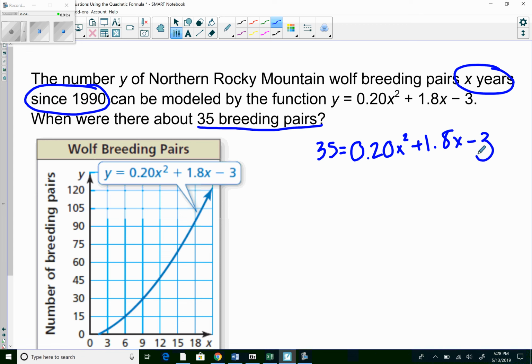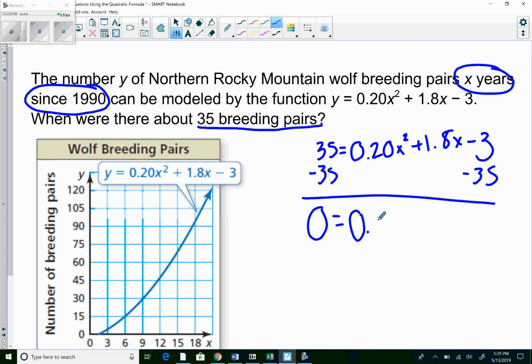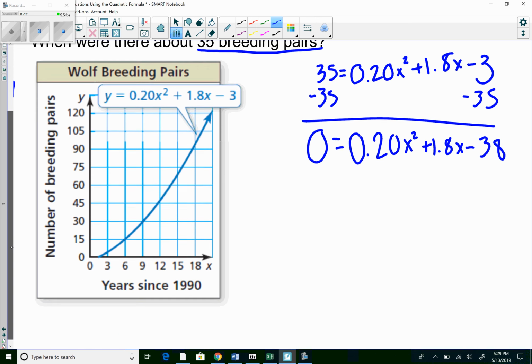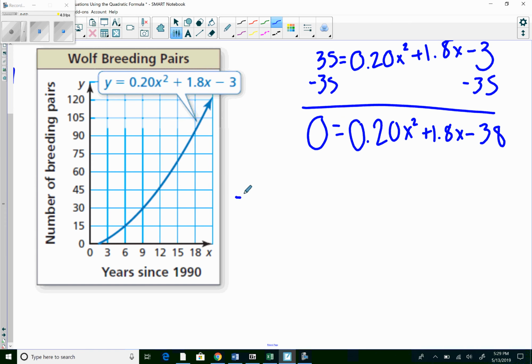And then, kind of along the same lines as number 4, or the last example you just got done doing, get that 35 over to the other side because you want this entire thing to equal 0. That's how you know that you'll be able to use the quadratic formula. So that'll be what, 38? Okay, let's use that quadratic formula. Opposite b plus or minus the square root of b squared minus 4ac, all over 2a.